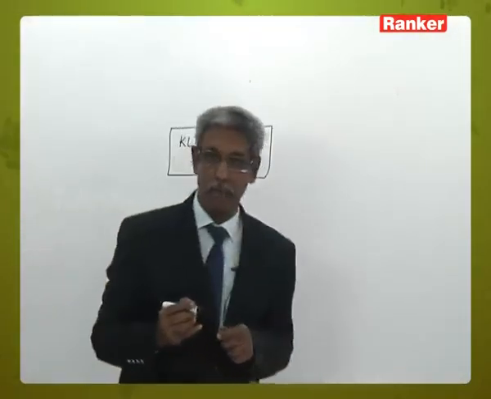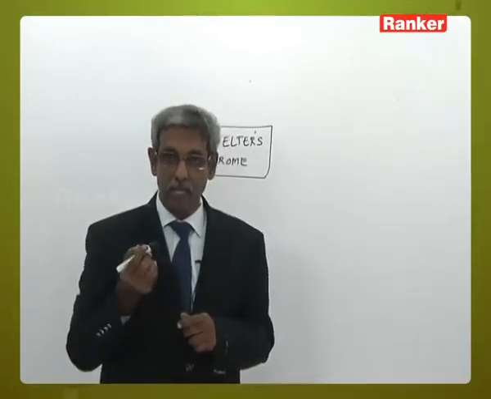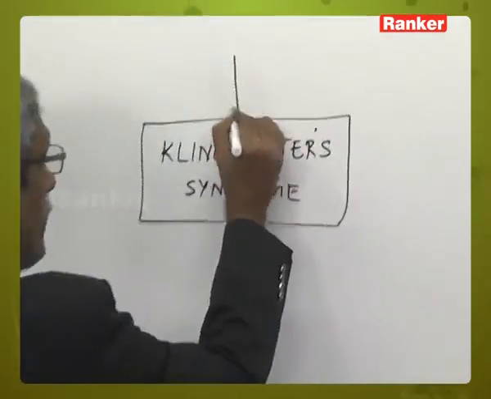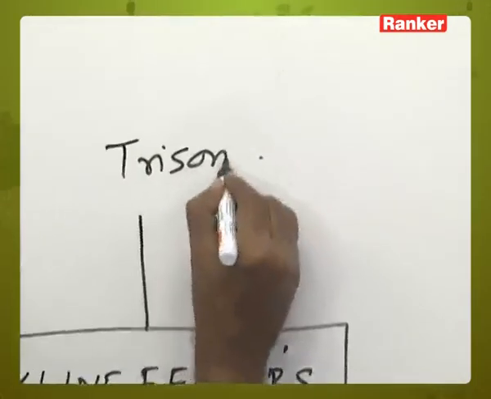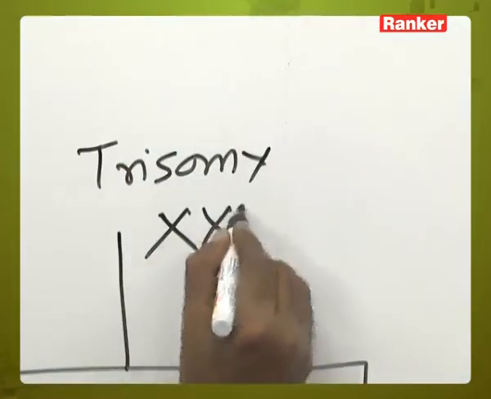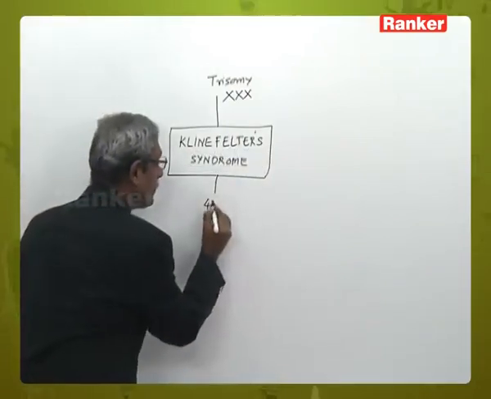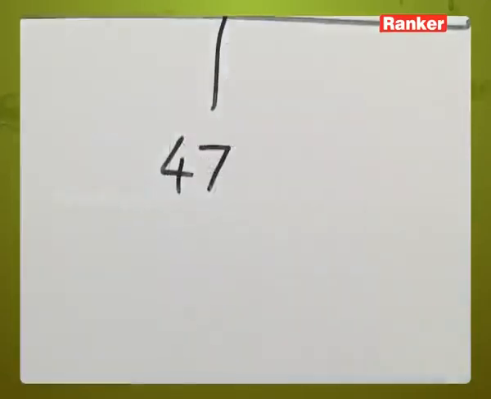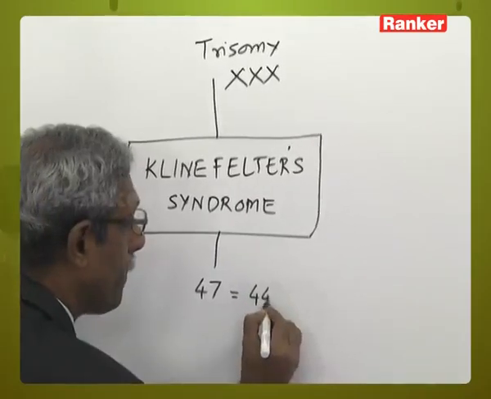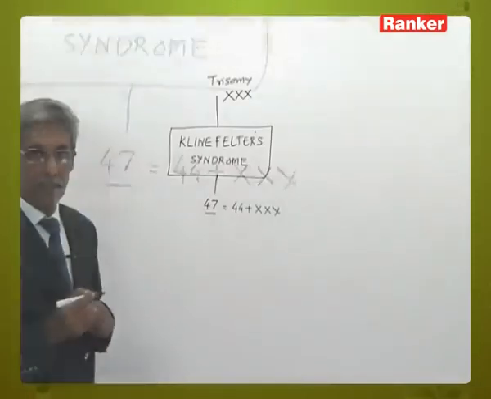The second type of chromosomal abnormality which we are seeing in today's study of clinical or human genetics is Klinefelter syndrome. It shows a trisomy of XXY type. There are 47 chromosomes in total, that is, 44 plus X, X and Y, so it gives rise to 47 chromosomes.